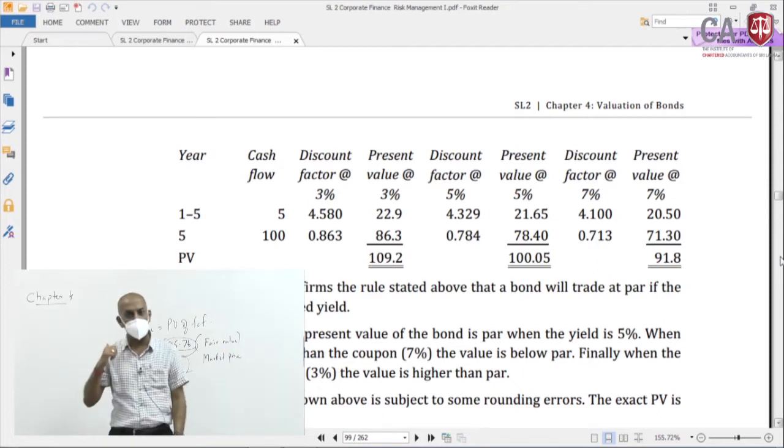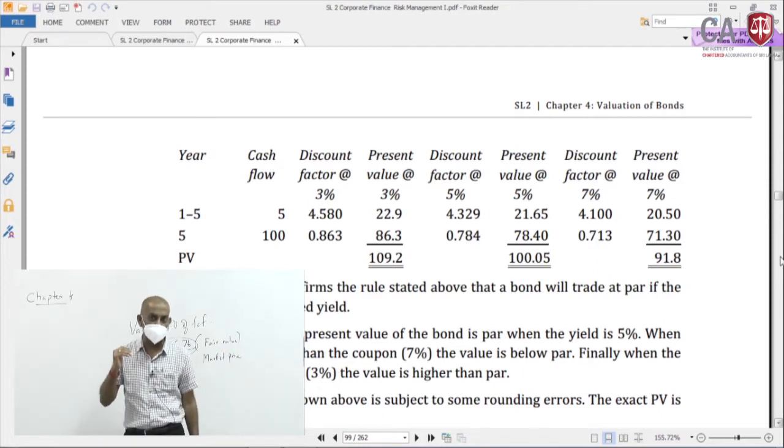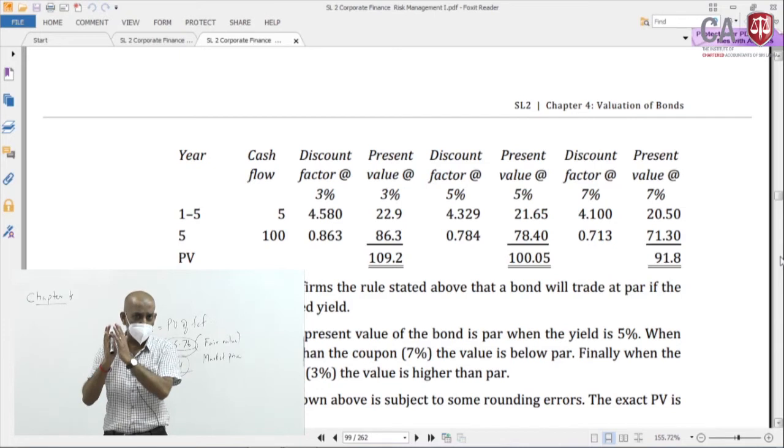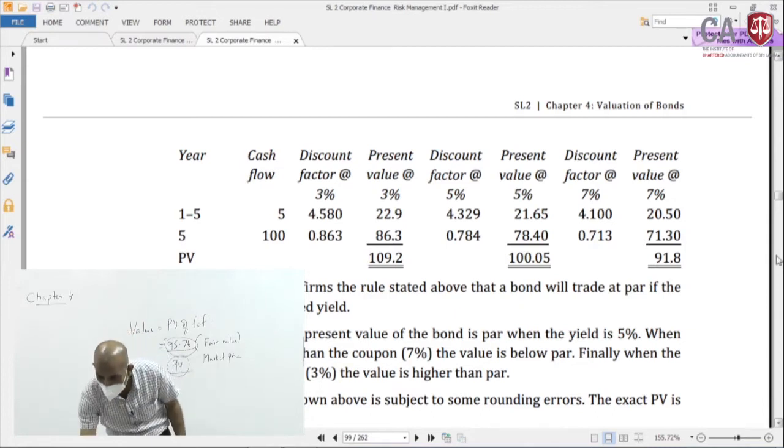So as we mentioned earlier, when the return requirement starts increasing, the value of the bond comes down. It's the opposite direction. Return requirement of the investor and the value of the bond are on two opposite sides, right? So when investor return requirements are going up, the value of the bond comes down. On that basis, you can see that at 3% it is 109 rupees, at 7% it is 91 rupees. So when the return requirement increases, the market value of the bond comes down.